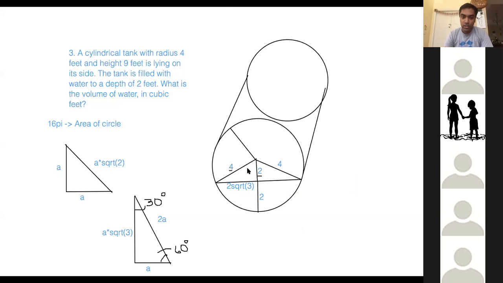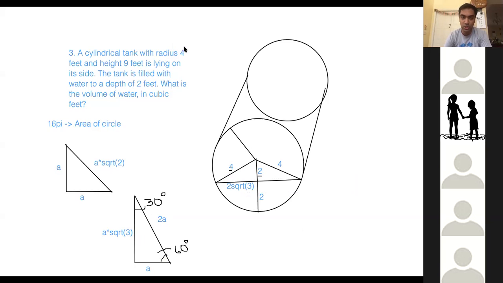So now we know this is a 30, 60, 90 triangle. We can see the ratio of the sides. If we take A is 2 here, this is 2, this is 2 times the square root of 3, and this is 4. So it matches the same ratio of the sides. Thus it must be a 30, 60, 90 triangle.